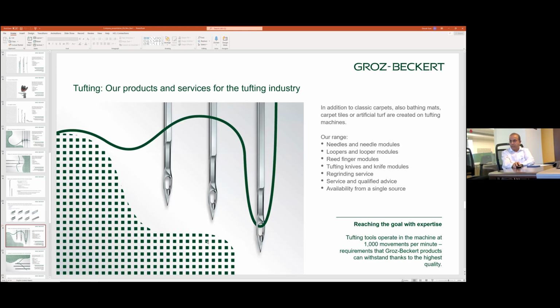Now coming to tufting, which is used for making carpets, carpet tiles, and artificial turf. We offer needles and needle modules, loopers and looper modules, reed finger modules, tufting knives and knife modules, and regrinding services. We also offer recommendations to clients, and all these are available from a single window.